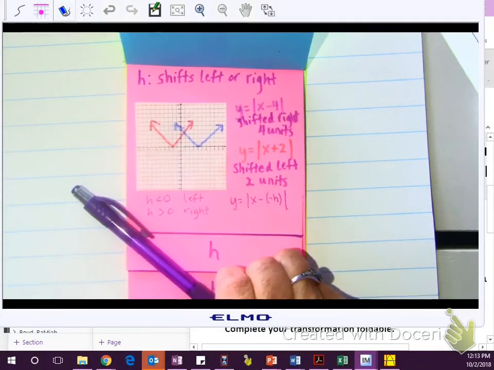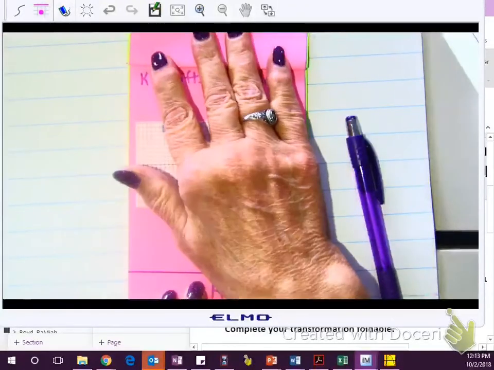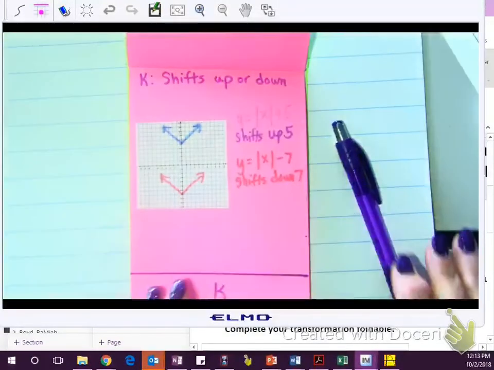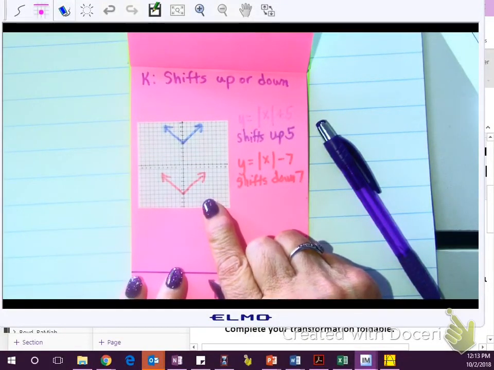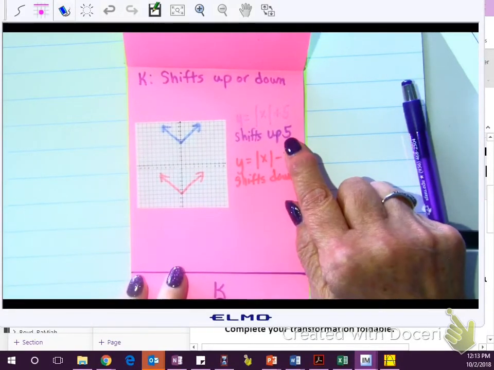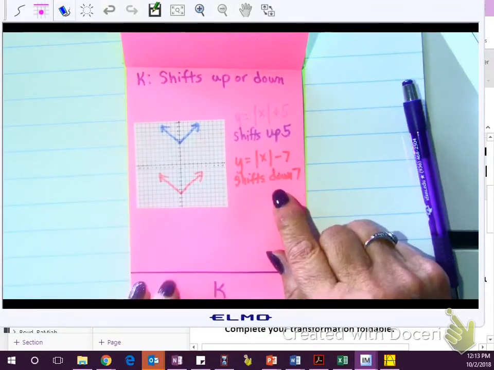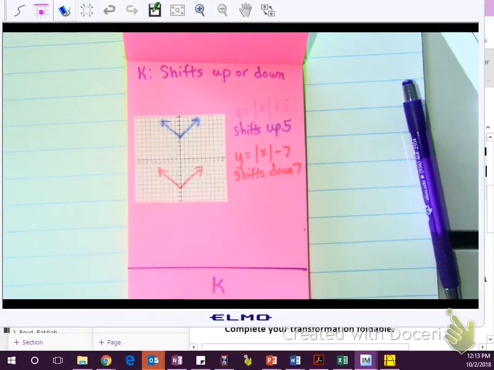The next value is K, is also very simple. This one is very straightforward. K is vertical shift. It moves up or down, and it's exactly what you see. If you're adding, you move up. If you're subtracting, you move down. So it's not inverse. So it's not inverted, right? Plus moves up, minus moves down.